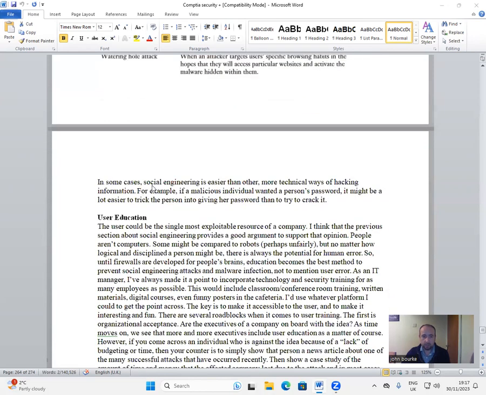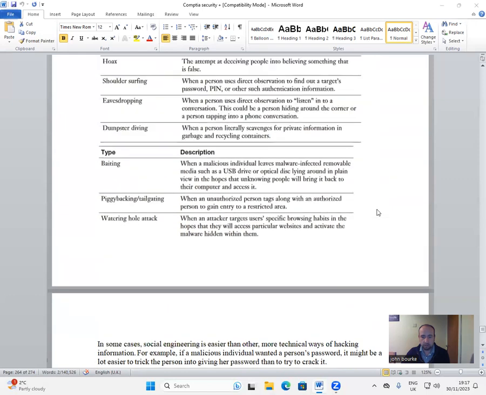In some cases, social engineering is easier than more technical ways of hacking information. For example, if a malicious individual wanted a person's password, it might be a lot easier to trick the person into giving her password than trying to crack it.